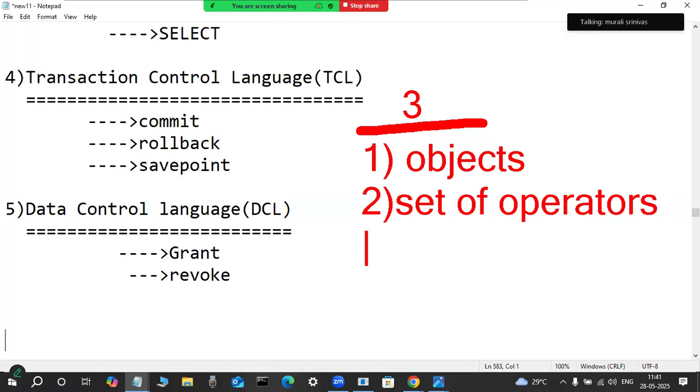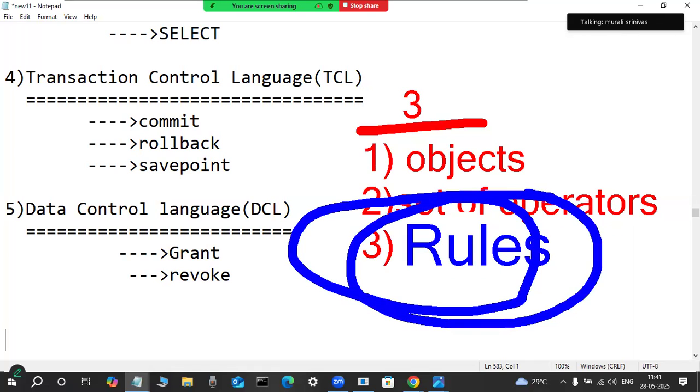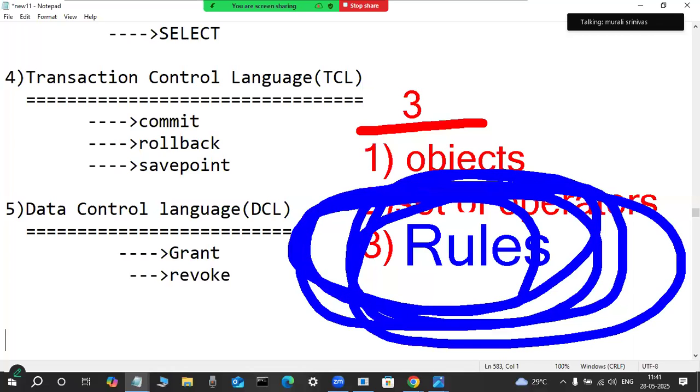The next one is very important. Relational data model products always work based on a set of rules. Many people don't have an idea about this. In every relational data model product, these three components are common. Objects are there, a set of operators to operate on the data in those objects. And the third one is important. What is that? Relational data model products always work based on a set of rules. This is important. Rules. Observe here, the last one, in blue color. I'm writing it here: rules.